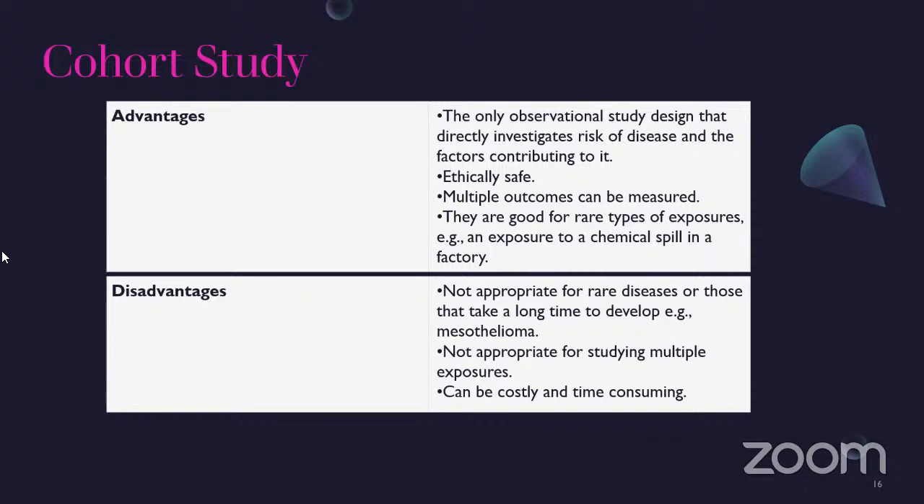Now, a disadvantage of this study is that it's not appropriate for rare diseases or those that take a long time to develop. For example, mesothelioma. It is not appropriate for studying multiple exposures and it can be costly and time consuming. So we are following these people for a long time, maybe 5 years. Some of them are followed for 2 years. We are following them for months and years. It's so difficult and so time consuming, involving a lot of human effort.